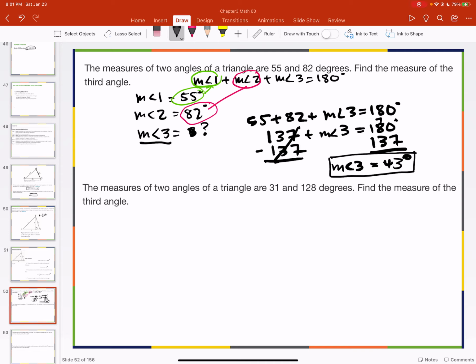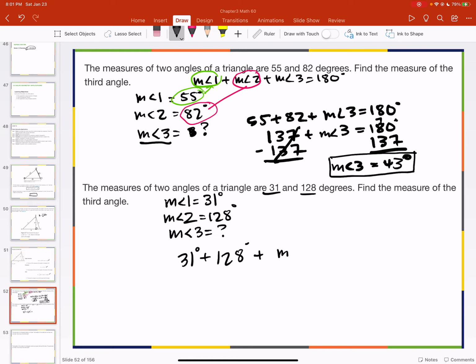Okay. All right, let's do another one here. The measures of two angles of a triangle are 31 and 128. So one angle is 31 degrees. The little tiny circle means degrees. The measure of the second angle is 128 degrees, and the third angle we don't know, so question mark. Same kind of situation: we add the first and the second together, and we let the third one be represented by measure of angle 3, and that's going to be equal to 180.